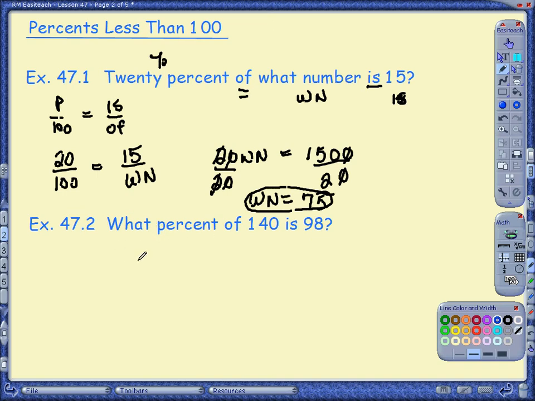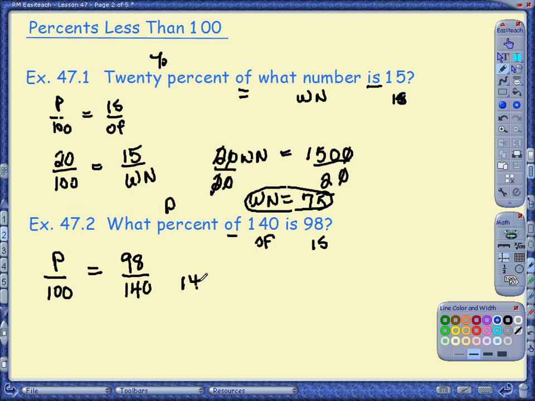What percent of 140 is 98? Well, what's missing here is the percent. I'm going to represent it with the P. Here's the of number, right here, 140, and here's the is number. Again, we follow the same formula. Percent is going to be a variable this time because the percent is missing. Percent over 100 equals is over of. 98 over 140. We're going to cross multiply again.